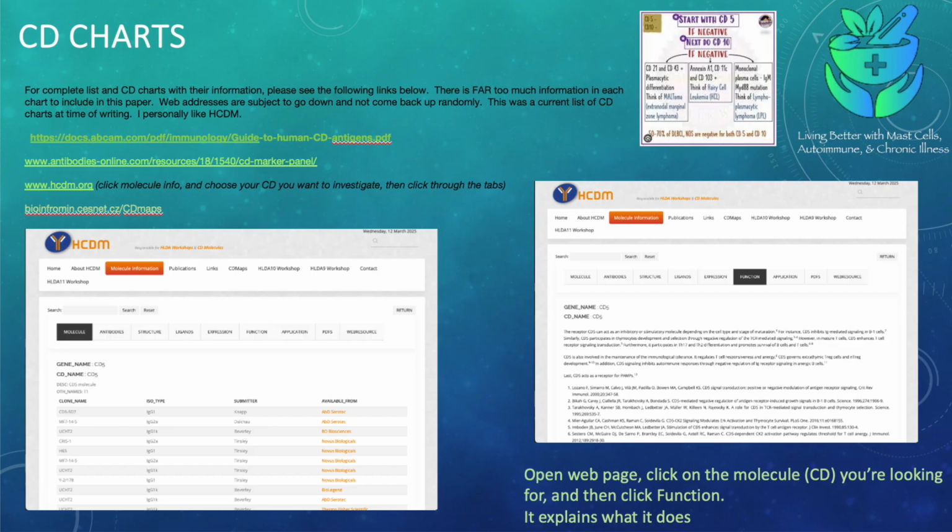In the slideshow, I also have the CD charts. For the complete CD charts with their information, please see the following links below. There is way too much information in each chart to include in this paper or this video. The web addresses are subject to go down and not come back up randomly. This was a current list of CD charts at the time that I wrote this. Personally, I like the HCDM website. That seems to be the best one. And I'm going to tell you right now, these types of sites pop up and go down like you wouldn't believe. So hopefully they are still up and working by the time you see this.